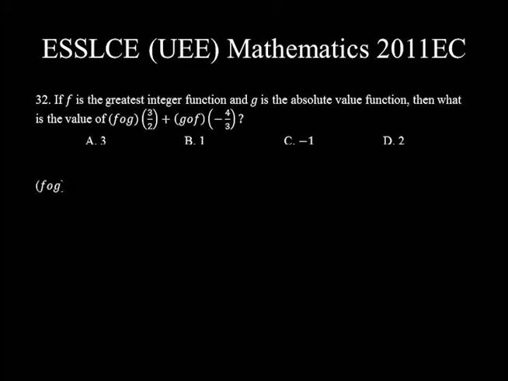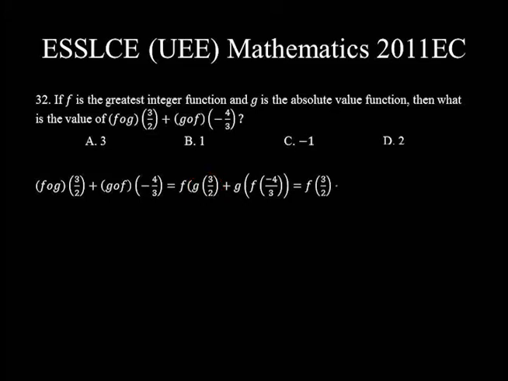f∘g of 3 over 2 plus g∘f of negative 4 over 3 is equal to f of g of 3 over 2 plus g of f of negative 4 over 3, which is equal to g of 3 over 2 is the absolute value of 3 over 2, that is 3 over 2, so it becomes f of 3 over 2 plus g of f of negative 4 over 3, meaning the greatest integer less than negative 4 over 3 or negative 1.33, that's negative 2, so the expression becomes g of negative 2.